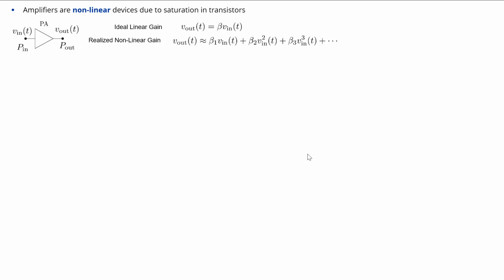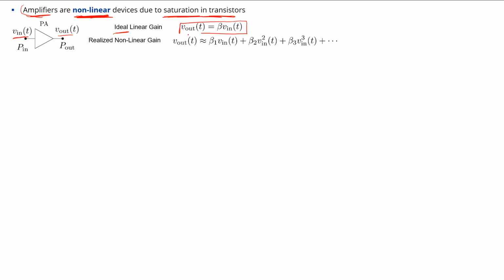So let's look in greater detail at what happens in real amplifiers made of transistors, due to the non-linearities that arise from saturation and cutoff in the transistors used in the amplifiers. So these non-linearities arise due to the saturation and cutoff of the transistors used inside. Ideally, we would want the output to be a factor of the input.